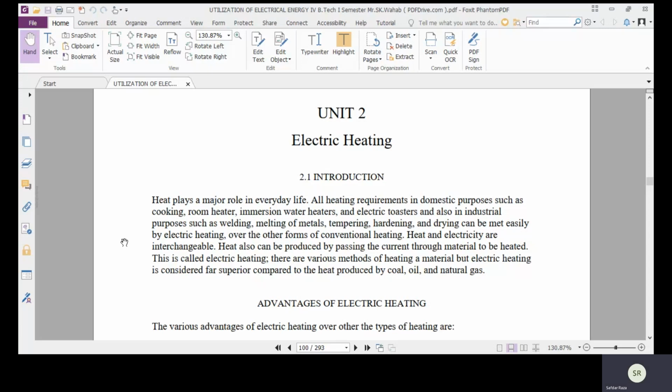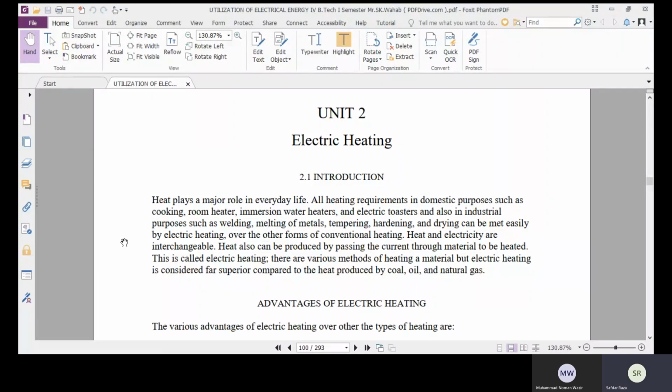Now, what are the conventional forms of heating? It includes the heating from coal, it includes the heating from oil, it includes the heating from natural gas. In comparison to the conventional heating, electric heating is very useful in all respects for domestic as well as for commercial purposes.